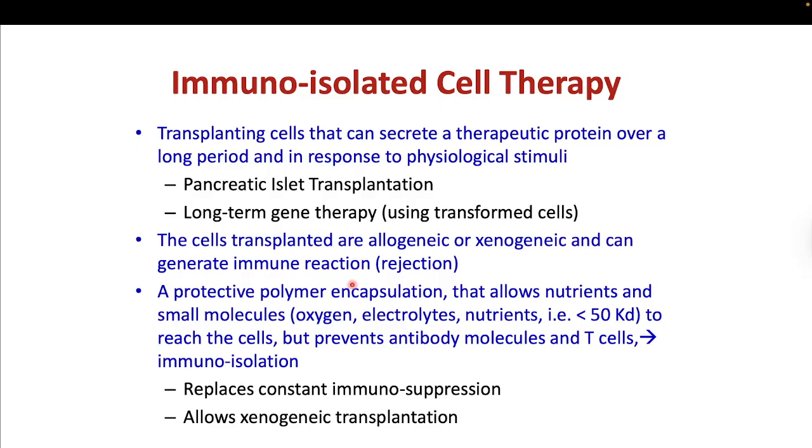So that's why we encapsulate these cells into a polymer, which allows nutrient and small molecule exchange, but prevents antibody molecules and T cells from recognizing these cells. So this replaces constant immunosuppression. We don't have to constantly give the patient immunosuppressive agents. That's one advantage. And it also allows xenogenic transplantation, xenogenic meaning from a different species. So this is about immunoisolated cell therapy.